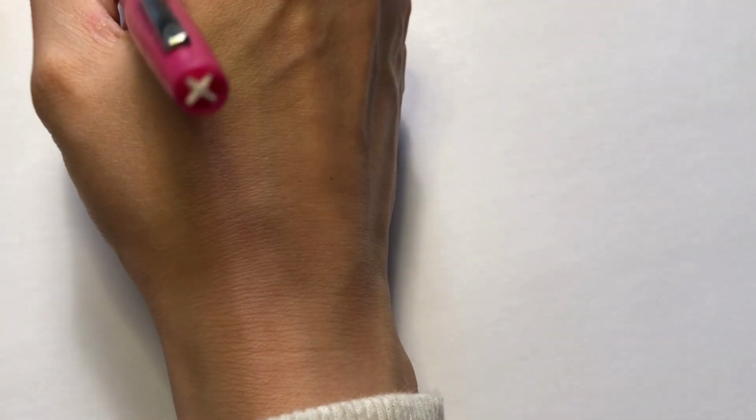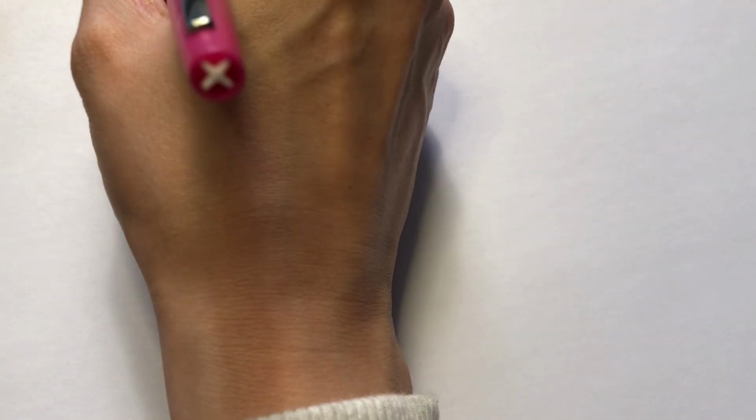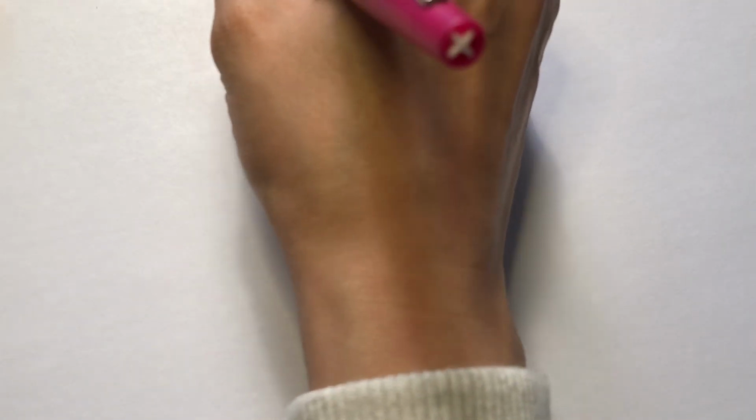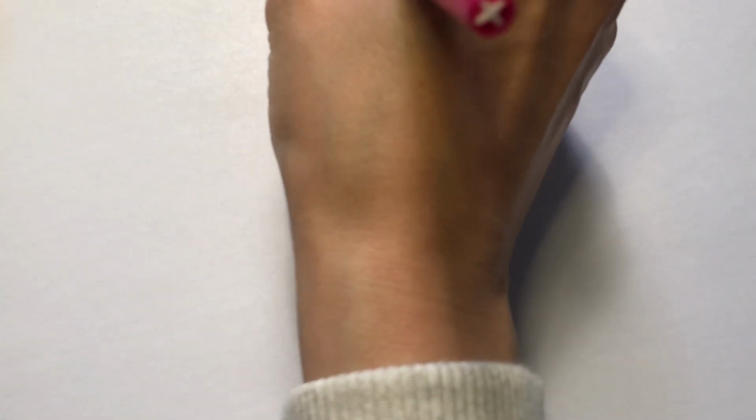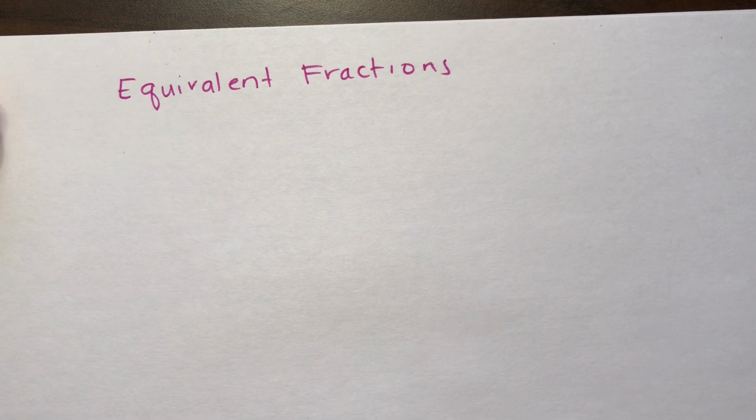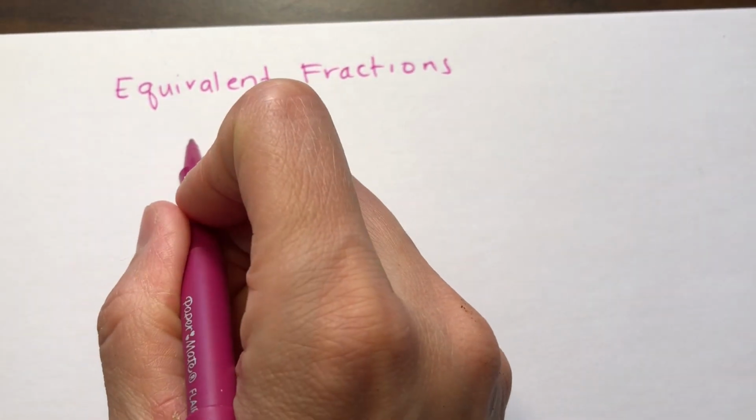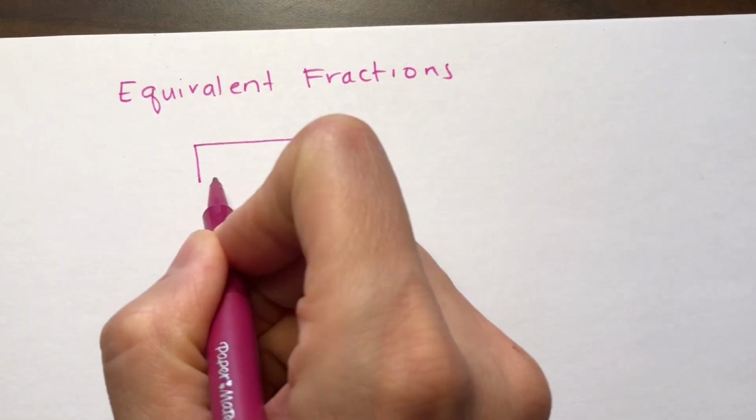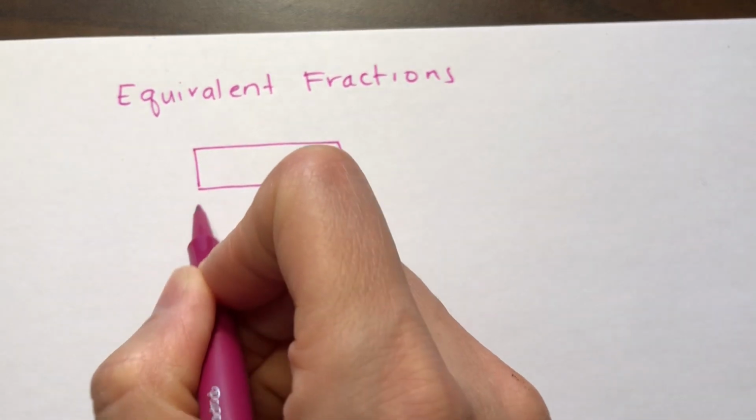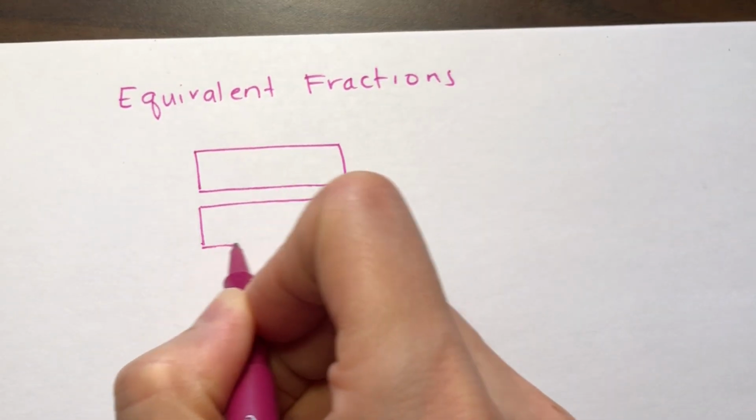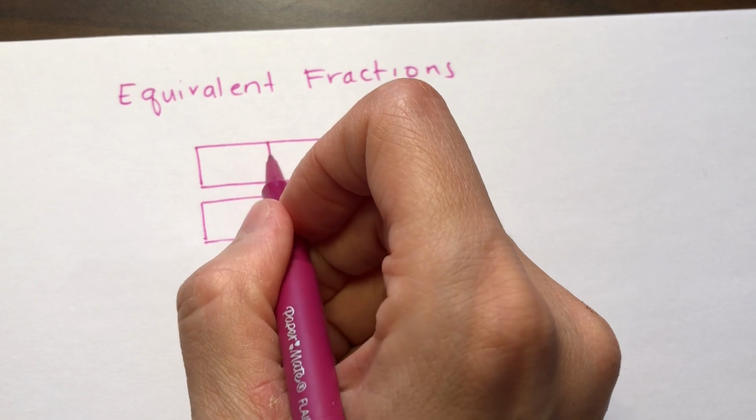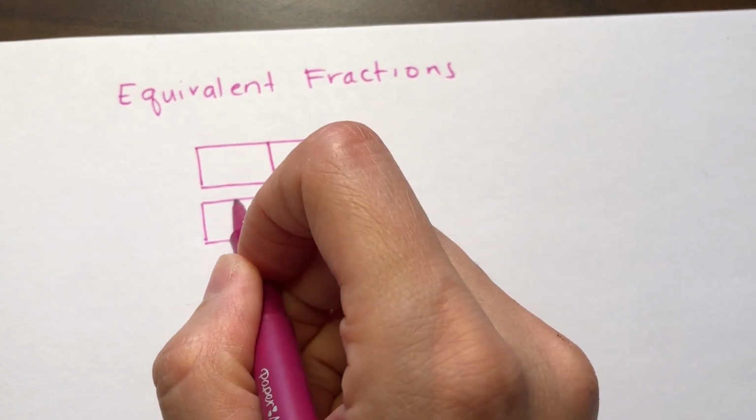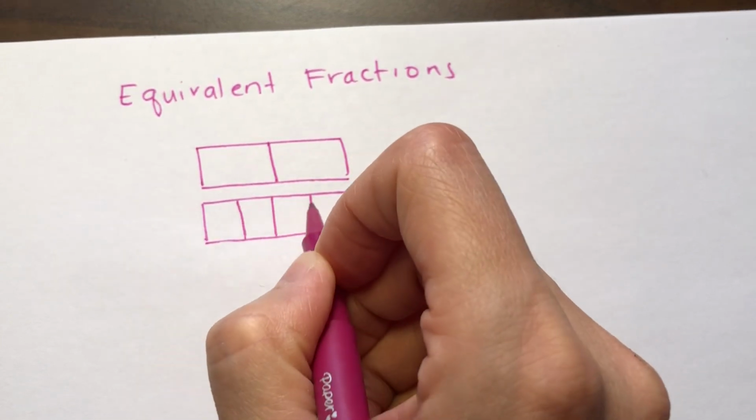And what equivalent fractions are is they're just two fractions that have the same value but are written differently. So for example, let's just say I'm going to have two shapes. I'll just do two rectangles the exact same size. The one on the top I'm going to break in half. The one on the bottom I'm going to break into four equal parts.